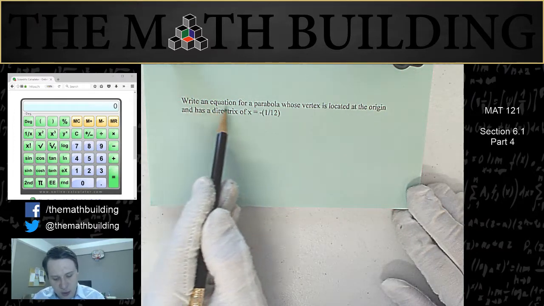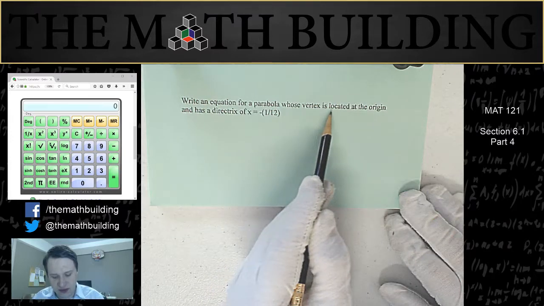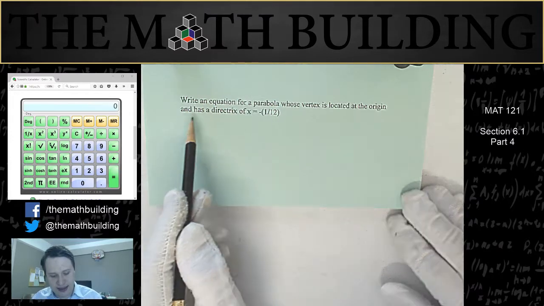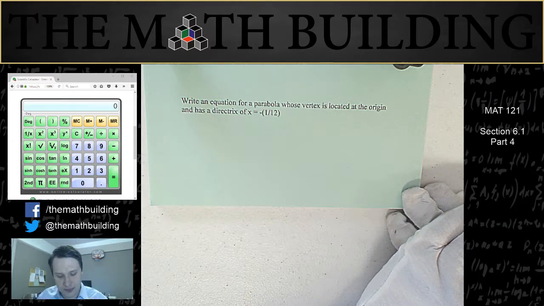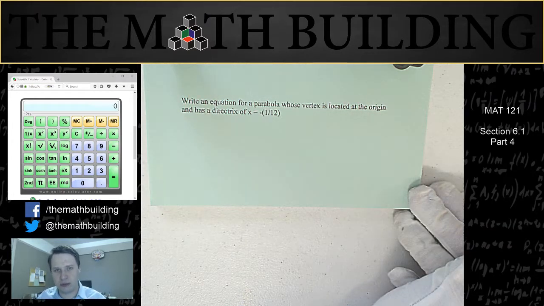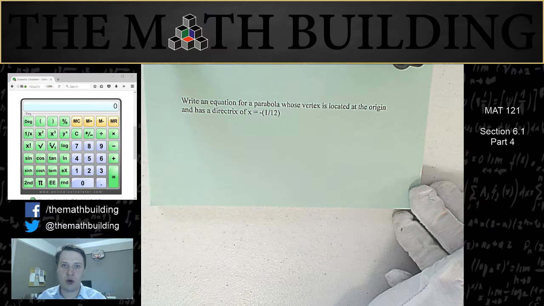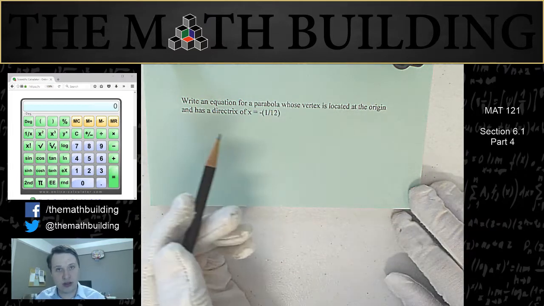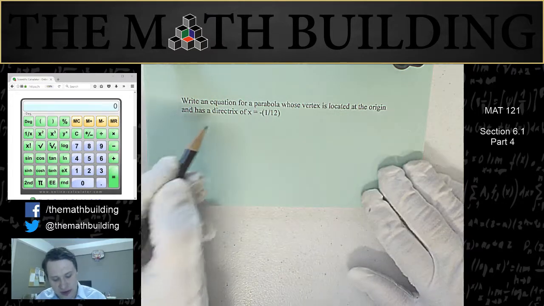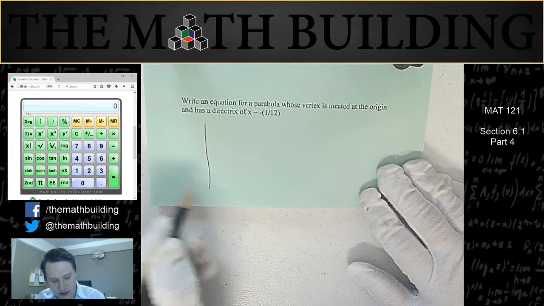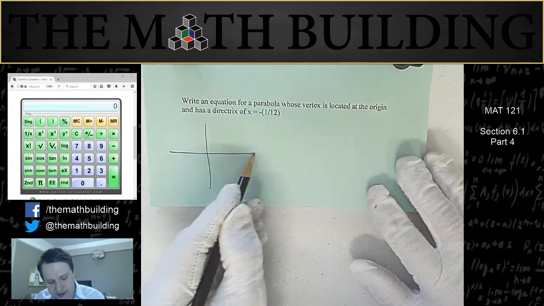This one says, write an equation for a parabola whose vertex is located at the origin and that has a directrix of x equals negative 1/12. So that's not a lot of information, but we'll actually be able to come up with the equation for the parabola just with this. As usual, I recommend you draw a picture so you can get a sense of what's happening. So let's draw our axis.